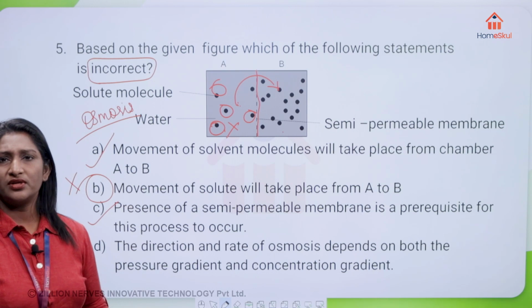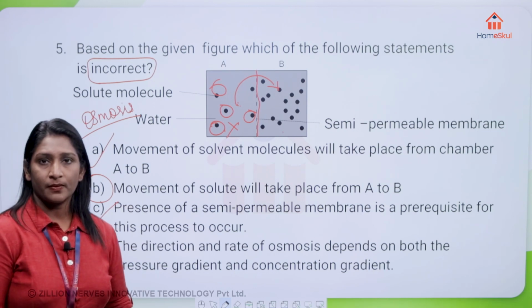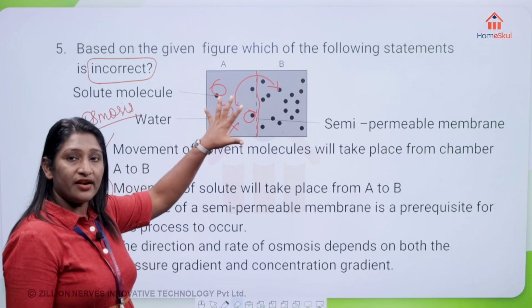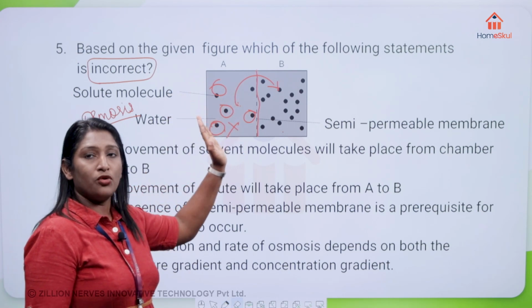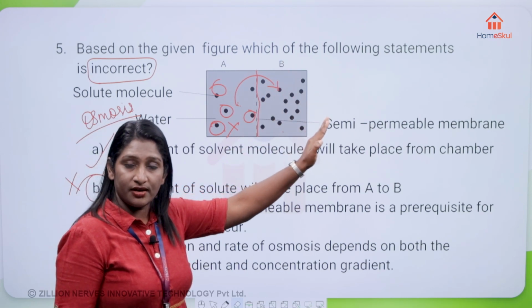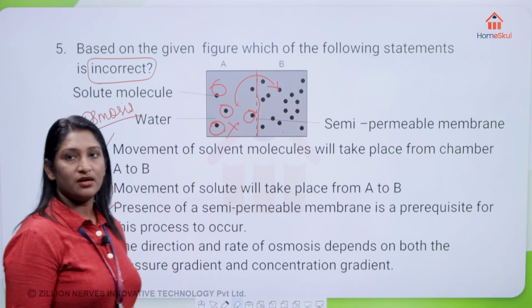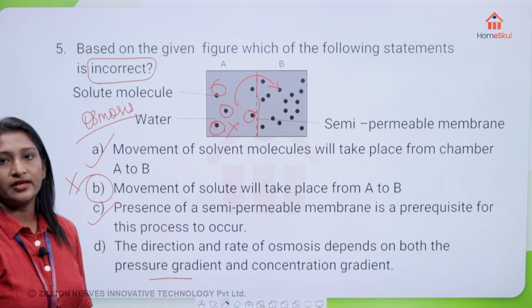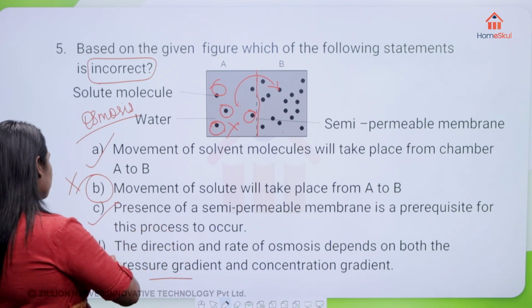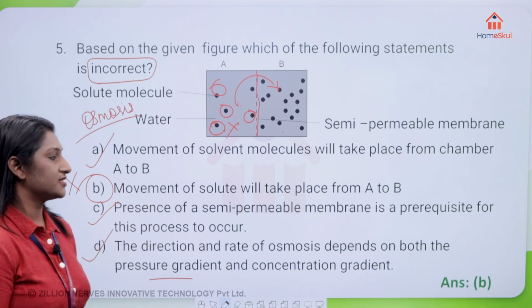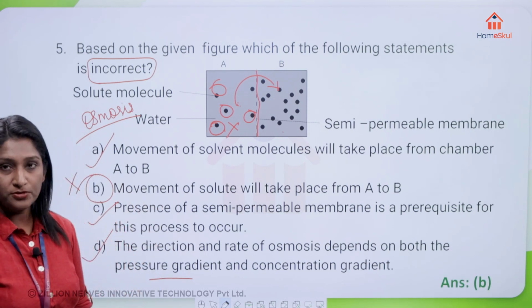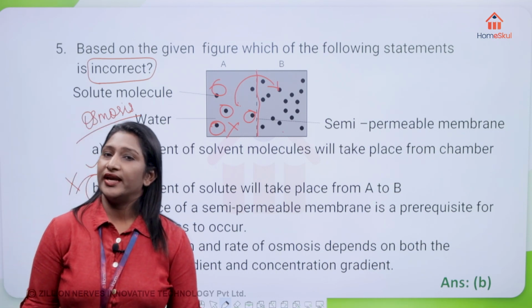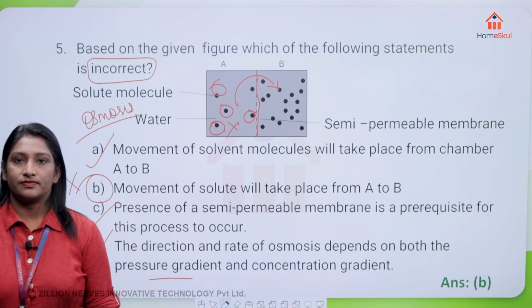And what do you know about this concentration gradient? Where the concentration of water is high, from that region, water will move to the low concentration through the semi-permeable membrane. So, both pressure gradient and concentration gradient are essential. So, this is also correct. So, which one will be the answer? Answer is option B, that is incorrect. So, our case type questions also finished.